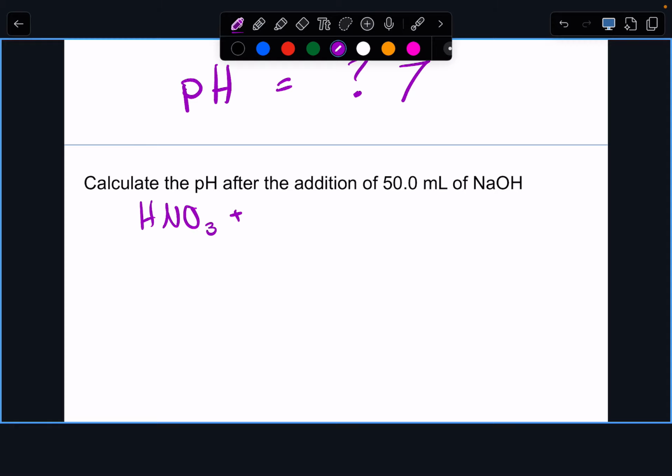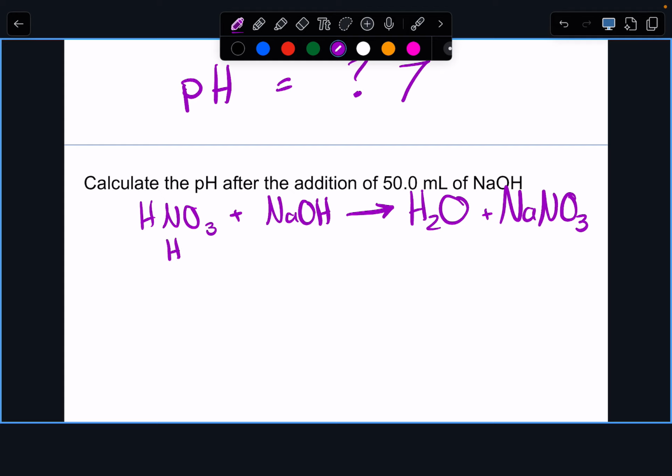I like to start by writing the equation before I even do the dilution, because then I'm writing down the dilution under the chemicals, which are then the starting amounts. So you can write that as HNO3 and NaOH. You can also just write it as H plus and OH minus.